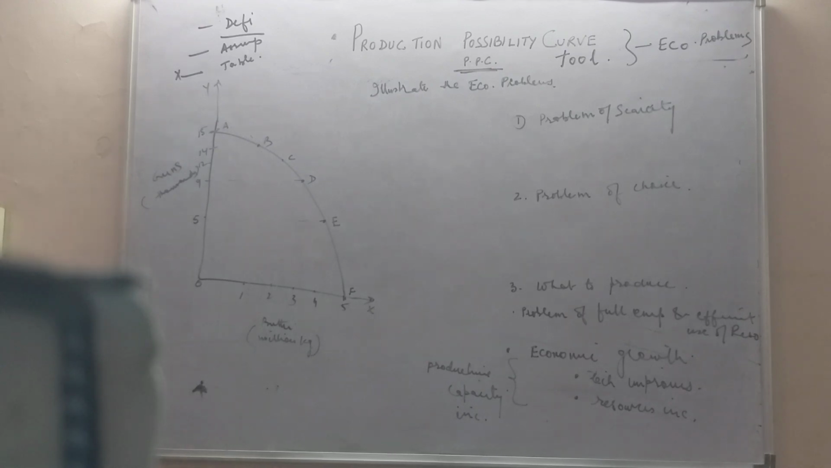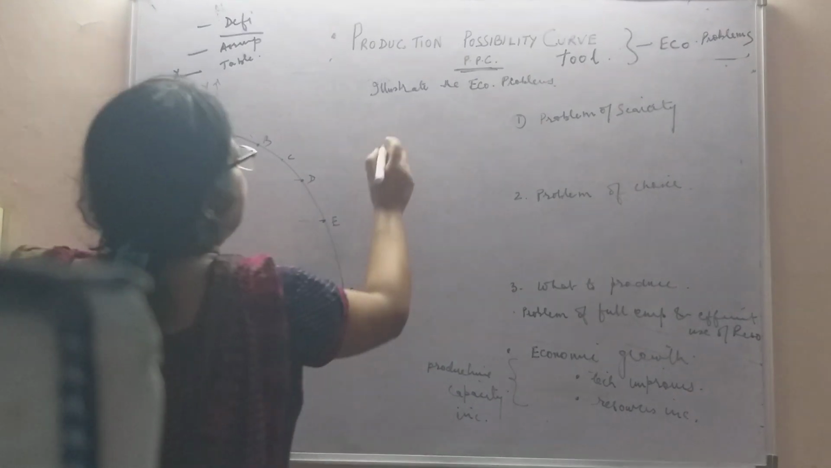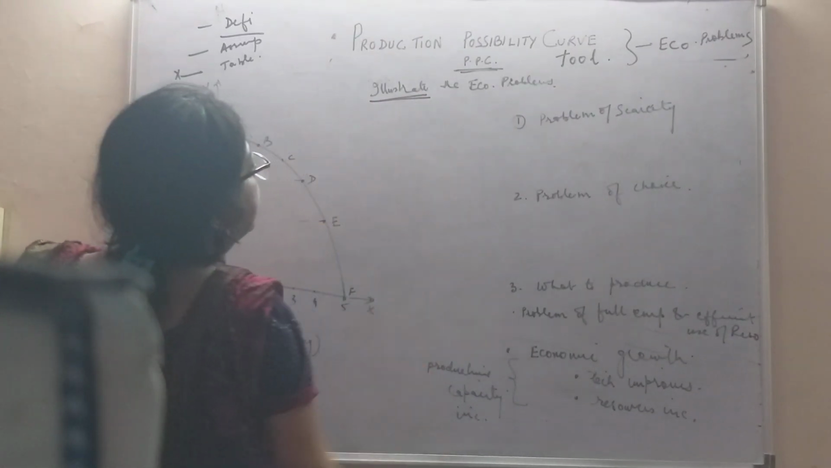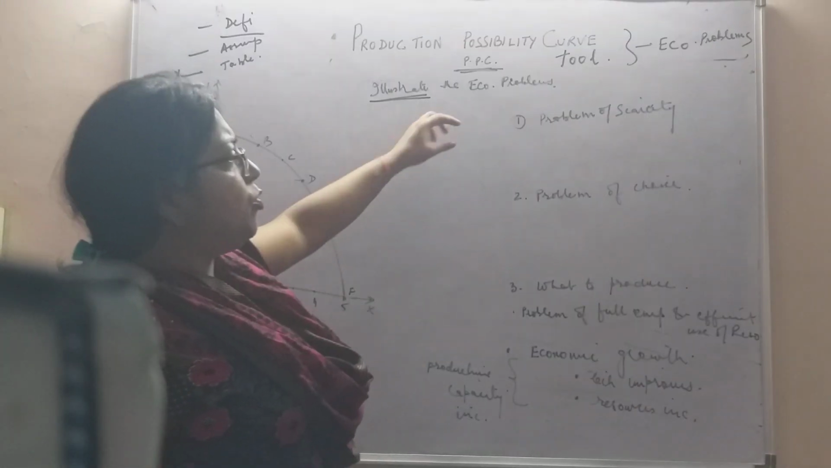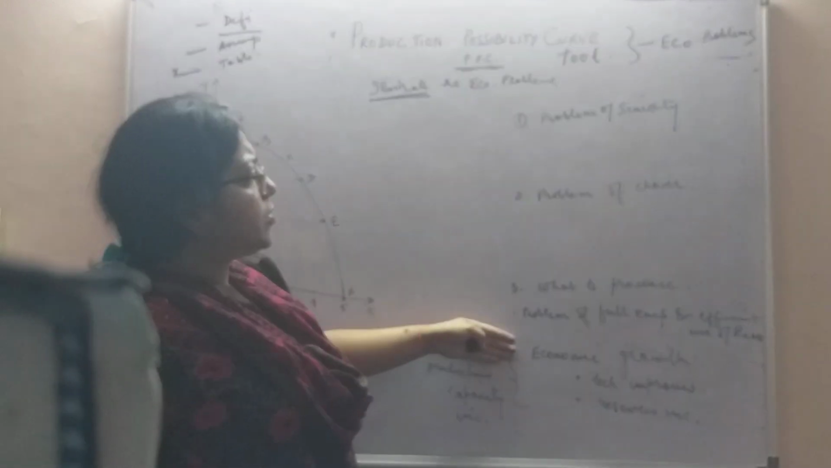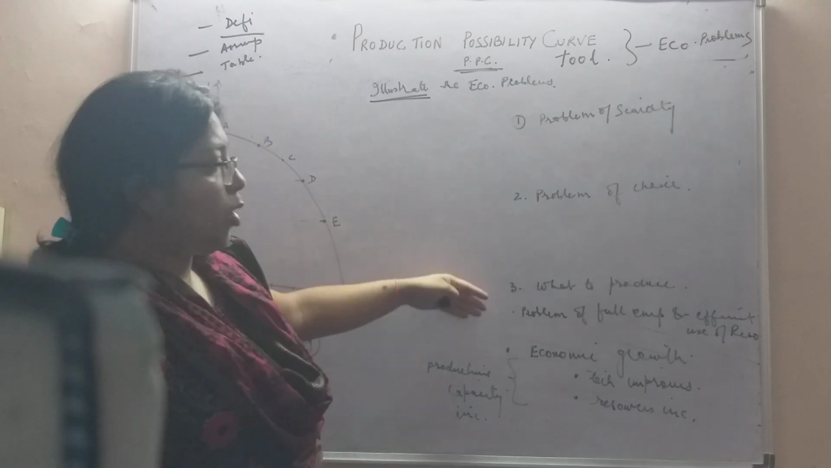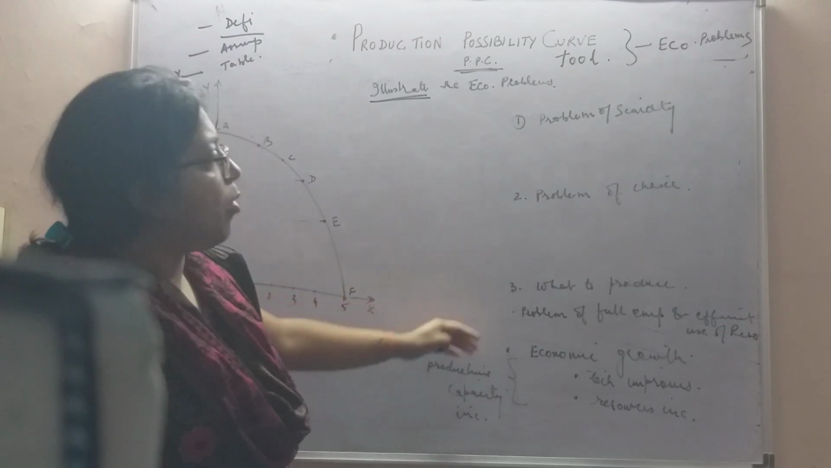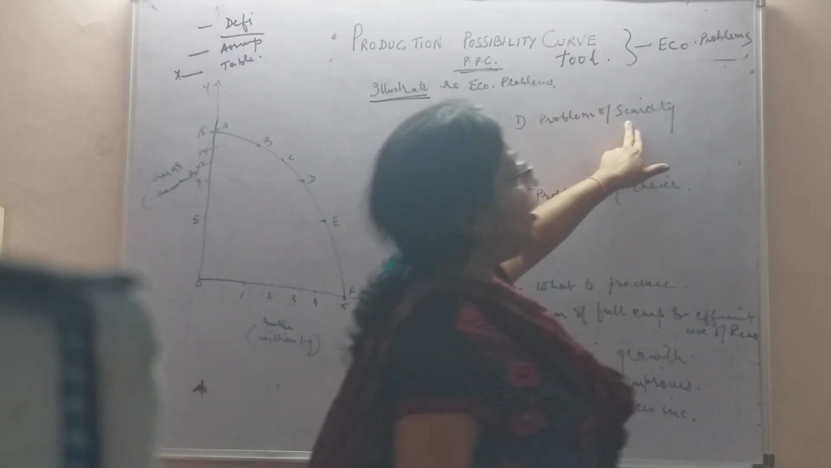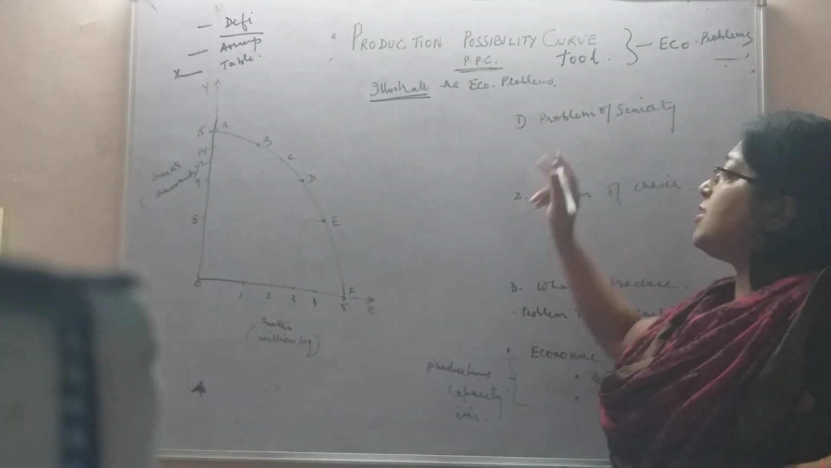So now children, illustrate. Illustrate means diagram-based explanation. So you already know what the economic problems are. Economic problem is the problem of scarcity, the problem of choice, the problem of what to produce, the problem of full employment. So you will write and elaborate here in 2-3 lines, because this is a 6-mark question.